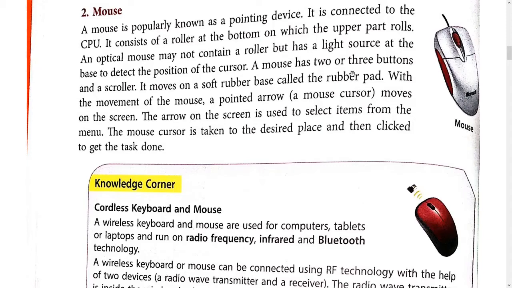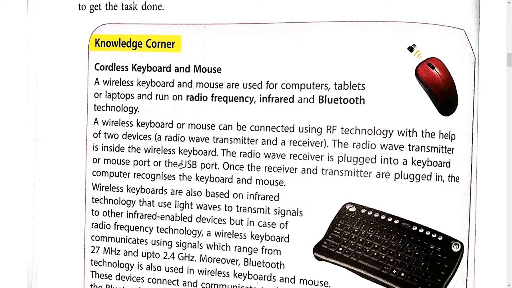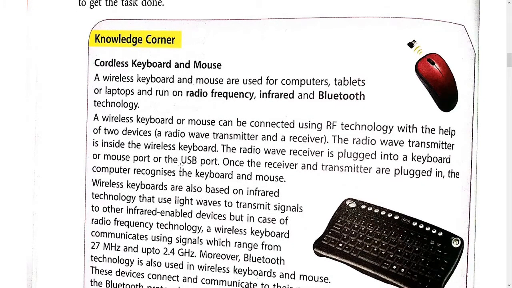A mouse has 2 or 3 buttons and a scroller. It moves on a soft rubber base that's called a rubber pad. With the movement of the mouse, a pointed arrow or mouse cursor moves on the screen. The arrow on the screen is used to select items from the menu. The mouse cursor is taken to the desired place and then clicked to get the task done. Here you just learn this to have some more knowledge.